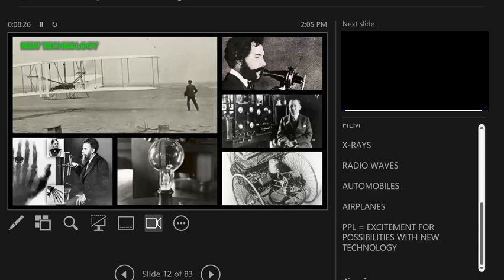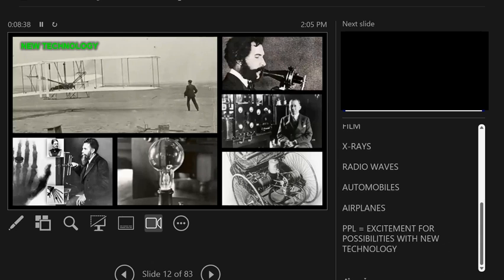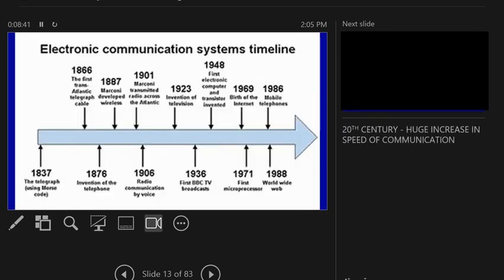Radio waves allowed for transmissions to go across without a wire. Automobiles and airplanes were invented. So people were excited for the possibilities with the new technology. And as we get into this 20th century, we can see how at the very beginning of the 20th century, or even just before, we have the telegraph and the first transatlantic telegraph cable, all the way to 1988, the invention of the internet. So yeah, it's crazy how much technology improved and advanced in one century.